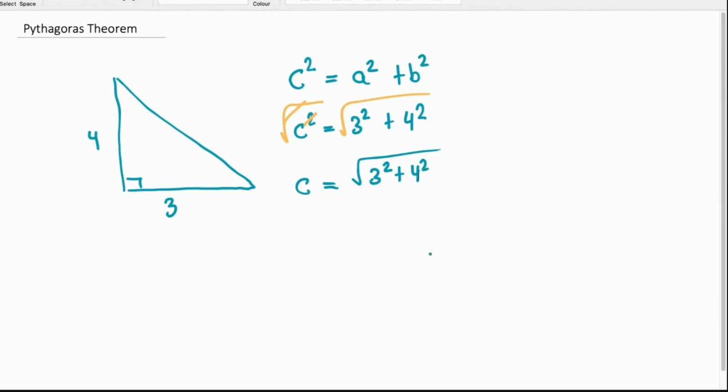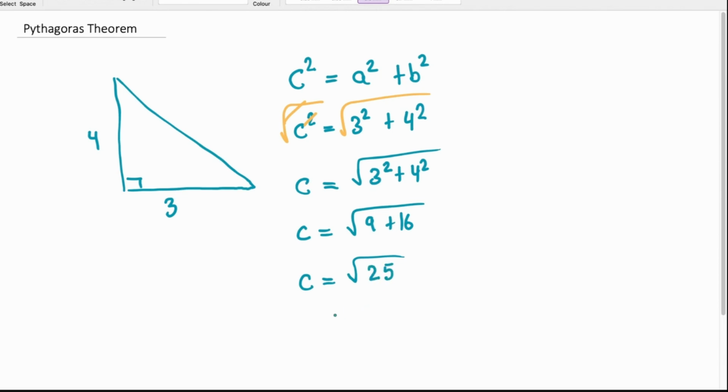Now from this step, usually you can just put it into your calculator and you can get the answer. But let's work through this one together. So we have c is equal to the square root of, so 3 squared is 9 plus 4 squared is 16. Let's simplify that down. So c will equal the square root of 25.